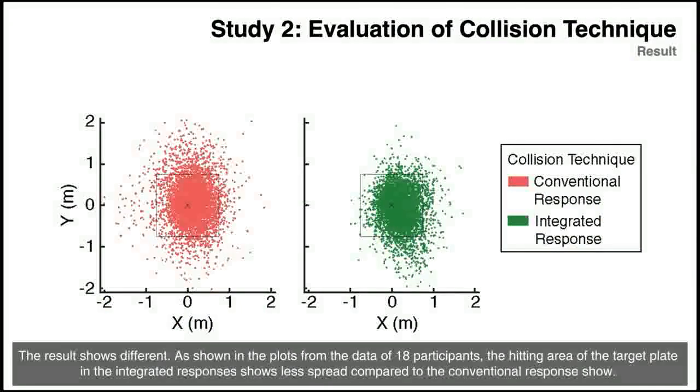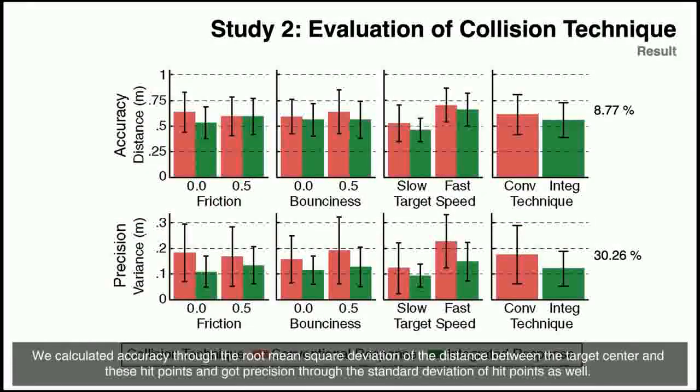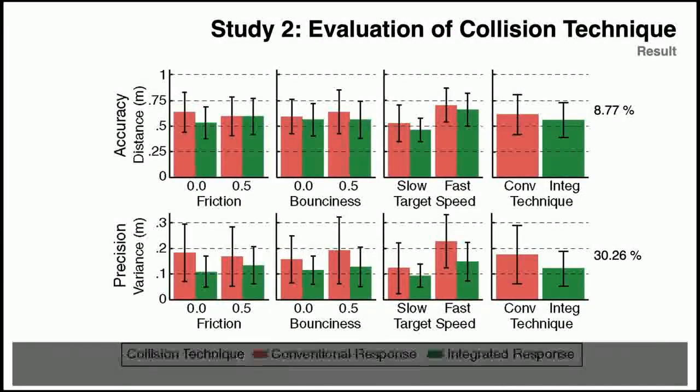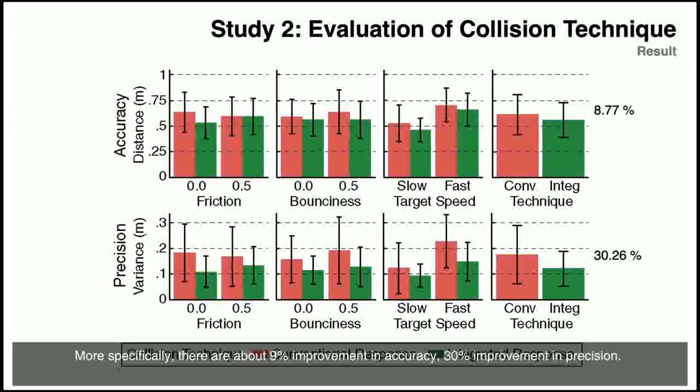The results differ, as shown in the plot from the data of 18 participants. The hitting area of the target plate in the integrated response shows the least spread compared to the conventional response. We calculated accuracy through the root mean square deviation of the distance between the target center and these hit points, and got precision through the standard deviation of hit points as well. Most of the conditions show the integrated response improved accuracy and precision compared to the conventional response. More specifically, there is about 9% improvement in accuracy and 30% improvement in precision.